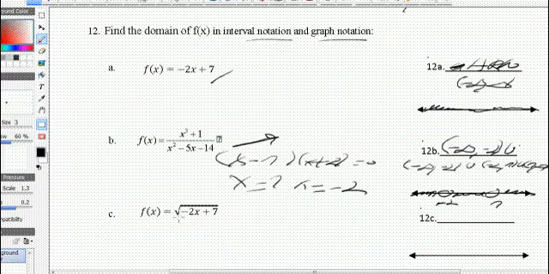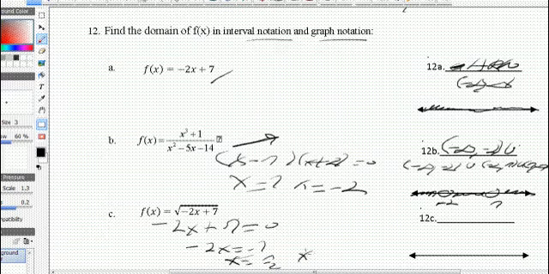Number 12, got a square root. You know you got some shading somewhere. So you got to be able to set it equal to 0. I get minus 2x equals minus 7. So I get x equals 7 over 2. So x equals 3.5. Put my circle, 3.5.